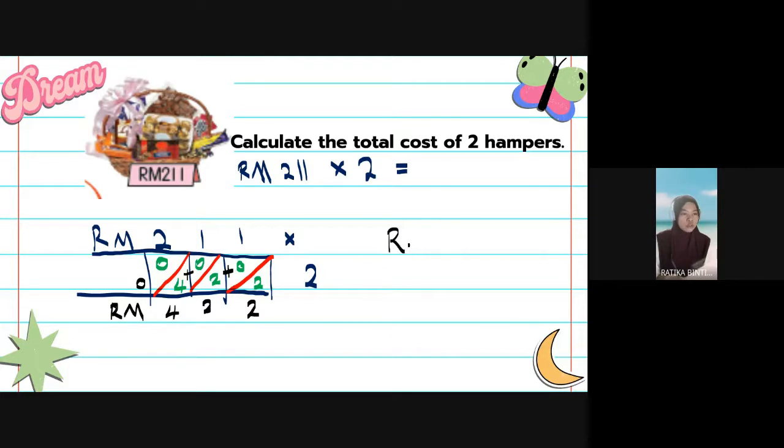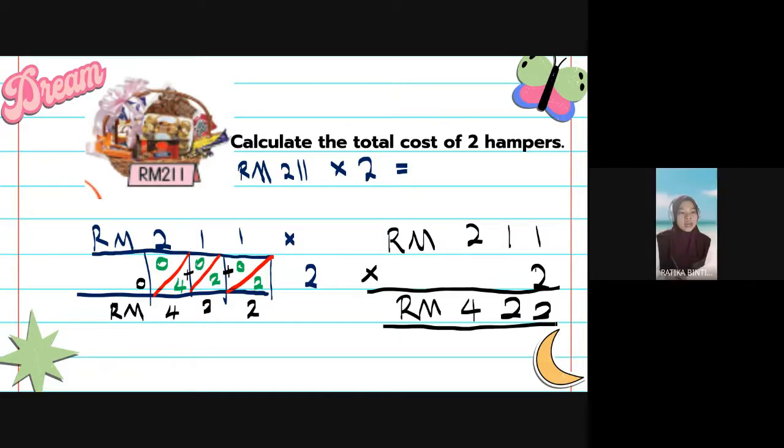So now let me show you the normal form, times 2. This is faster. 1 times 2 is 2. 1 times 2 is 2. 2 times 2 is 4. You will get the same answer. And don't forget to complete your number sentence. The answer is 422 ringgit.